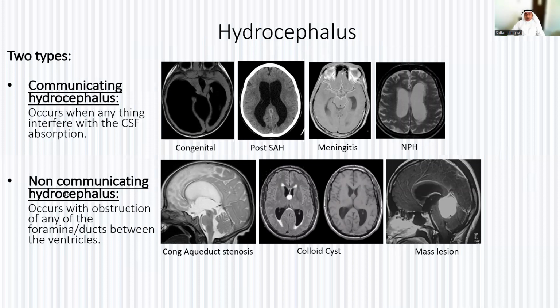Non-communicating hydrocephalus is due to obstruction, as the name indicates, which could be congenital, like aqueductal stenosis, or the presence of a mass, like this colloid cyst obstructing the foramen of Monroe with secondary CSF obstruction, or a mass lesion that's obstructing in the posterior fossa and effacing the aqueduct of Sylvius and the fourth ventricle, secondary to mass lesion.